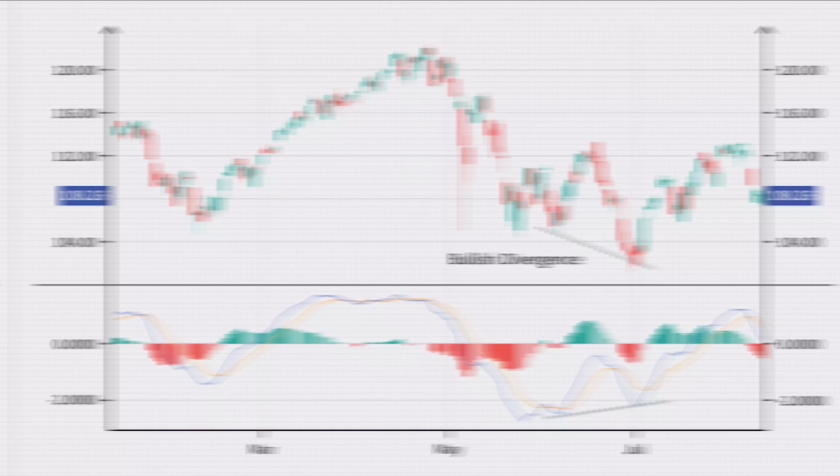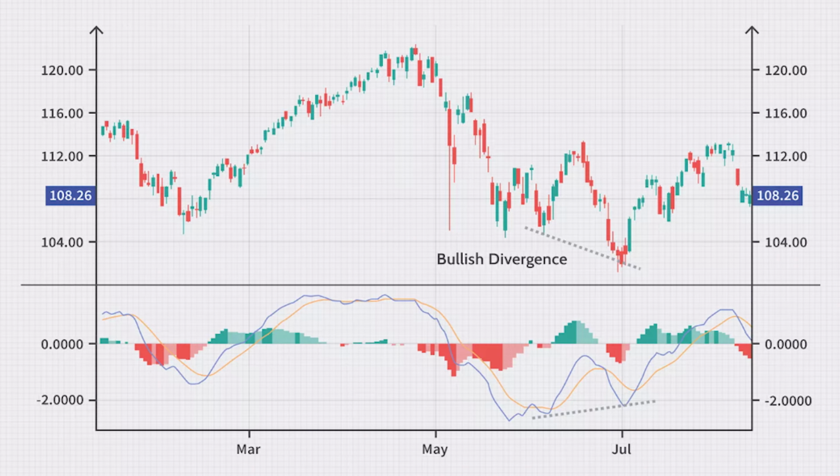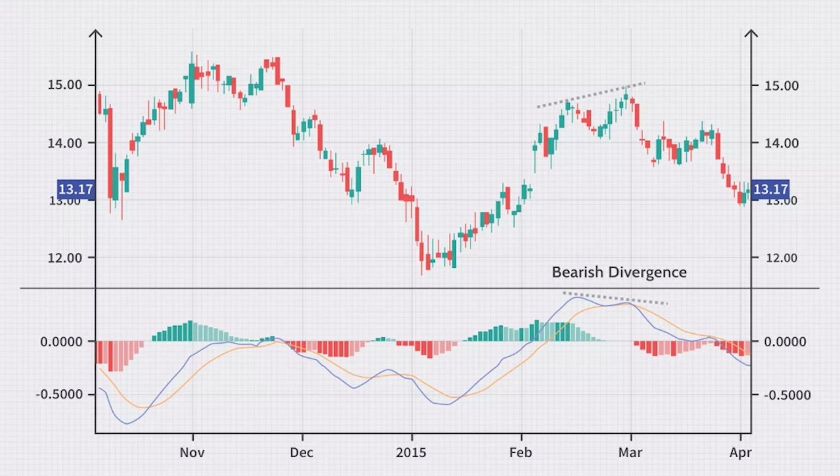MACD divergence, an early warning. Divergence happens when price and MACD stop confirming each other. Bullish divergence: price makes a lower low, but MACD makes a higher low. Selling pressure is weakening. And bearish divergence: price makes a higher high, but MACD makes a lower high. So buying pressure is running out. But divergences are not entry buttons. I treat them as early warnings and always wait for confirmation from structure or trend.